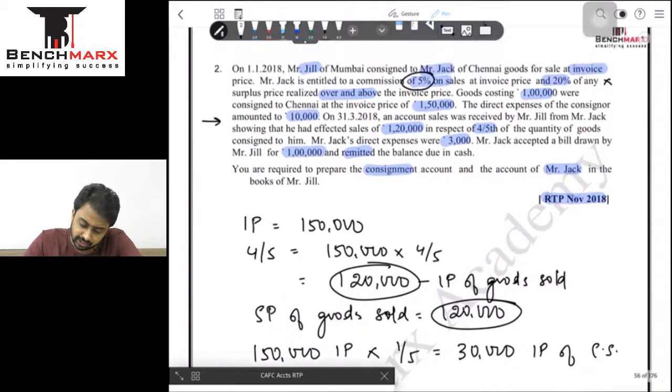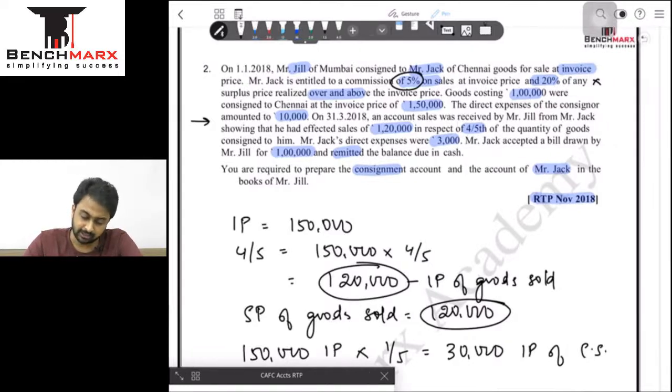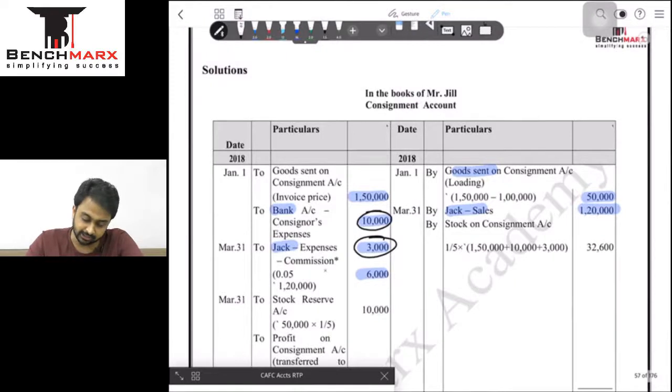I will not take commission, not stock reserve, but consignee expenses I will take, because these are expenses, this 3,000, Jack's direct. Yes, so I will take that too. So I will take 3,000 proportionate expense and I will take 10,000 proportionate expense. That is 1/5 of both because that is my closing stock content.